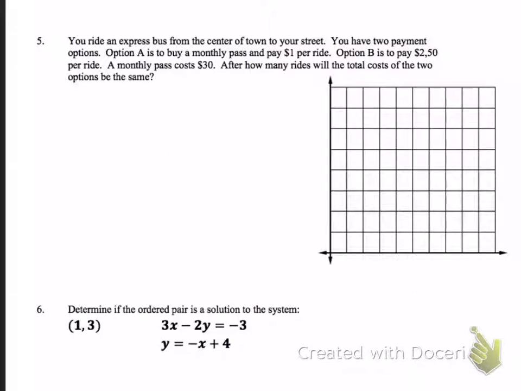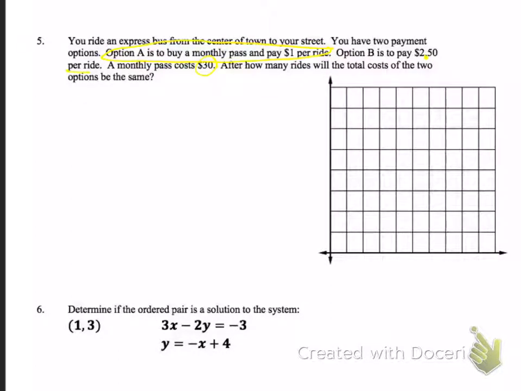Okay, so number 5 is a word problem, our favorites. So you ride an express bus from the center of town to your street. You have 2 payment options. Option A is to buy a monthly pass and pay $1 per ride. Option B is to pay $2.50 per ride. A monthly pass costs $30. After how many rides will the total cost of the 2 options be the same?